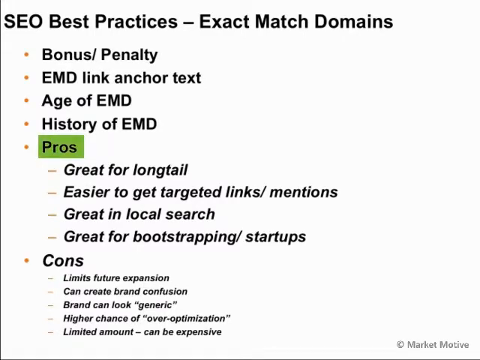The positive aspects of exact match domains: it's great for long tail traffic, it's good for startups, it's great in local search, as in the example of Miami fishing. Your geovertical plus your keyword can be very effective if you have the .com. It's easier to get those targeted links and mentions, but it is a generic kind of brand, and there is that higher chance for, air quotes, over optimization.